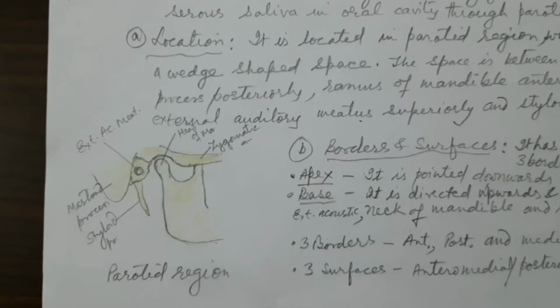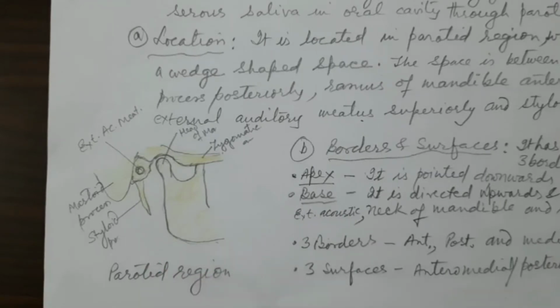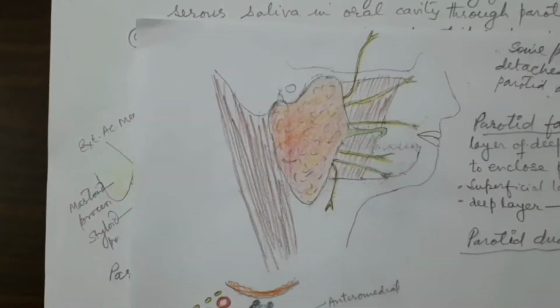I will tell you that the parotid gland has no particular shape of its own. It fills this irregular parotid region and takes the shape of the space where it is filled, and it goes right up to the neck. Now let us come to the borders and surfaces of this parotid gland. First I will talk about its borders, and then about its surfaces. Now it has an apex and a base. Let us see first where the apex is and where the base is.